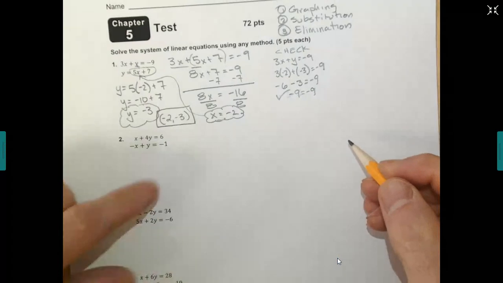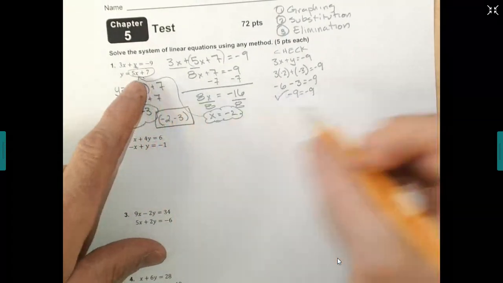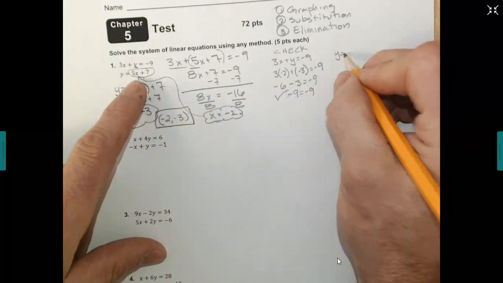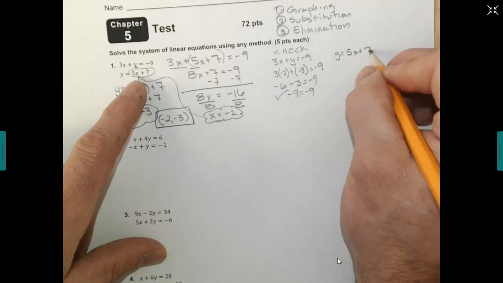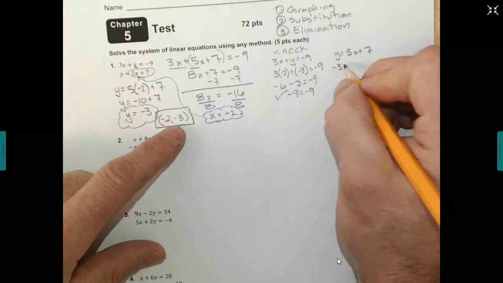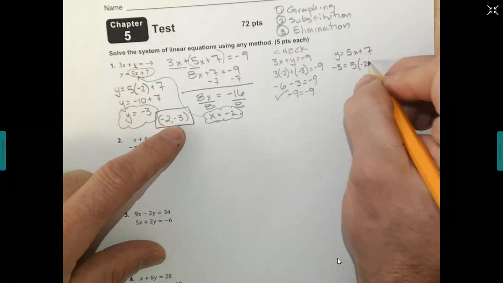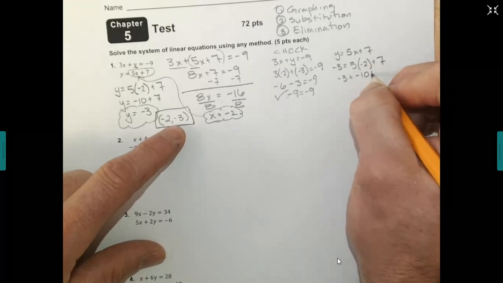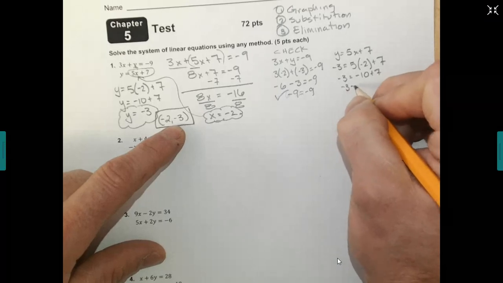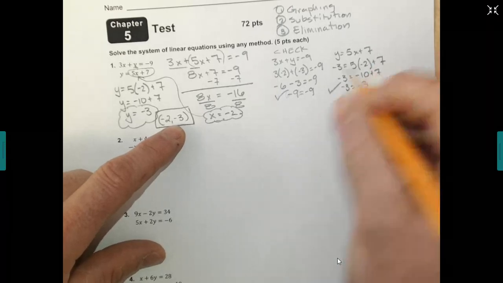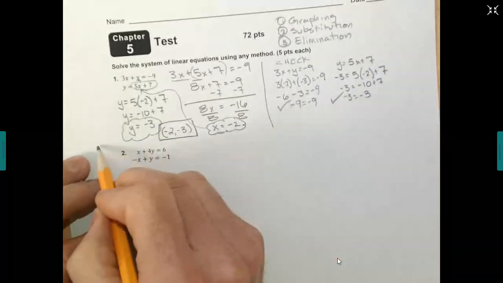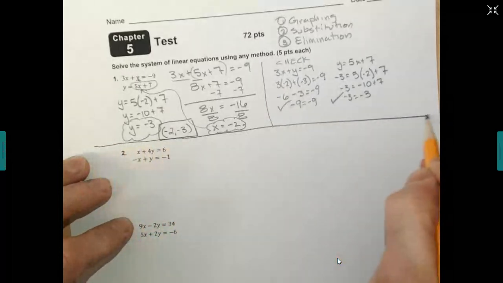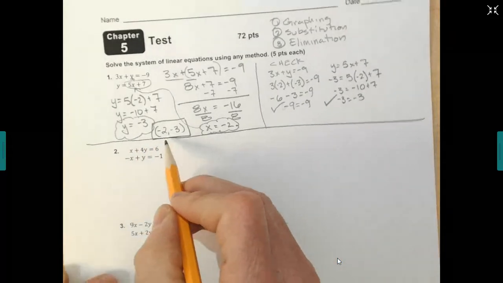That checks out. Now let's put it into our other equation, which is y equals 5x plus 7. So I have negative 3 equals 5 times negative 2 plus 7. Negative 3 equals negative 10 plus 7. Negative 3 equals negative 3. That checks out. So there's my answer, negative 2, negative 3.